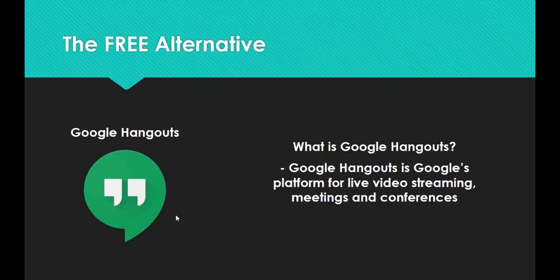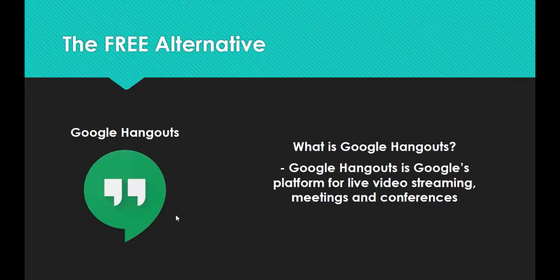Now we have the free alternative. Actually, this is the thing that we will use to create practically our free webinar page, or free webinar platform, so to say. We have Google Hangouts. Now, what is Google Hangouts? Google Hangouts is Google's platform for live video streaming, meetings, for example, video calls or one-to-one meetings, and web conferences, maybe inside a company, inside of a team, between people from different countries.